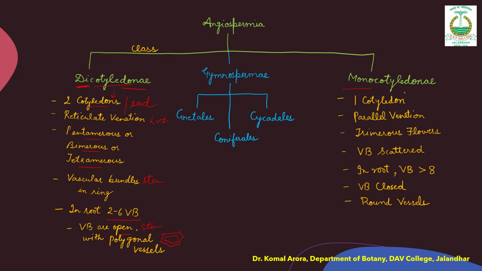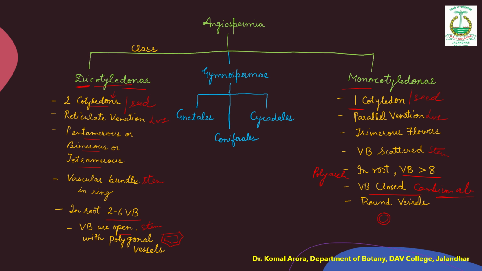Second category is monocotyledony, means there is one cotyledon per seed, mono is one. The venation in leaves is parallel. Flowers are trimerous. Vascular bundles in stem are scattered. Vascular bundles in root are more than 8, so it is a polyarch condition. And they are closed, means cambium is absent. So there is no scope of secondary growth. That's why they are called closed. And when we see the cross section of the vessels, they are round.